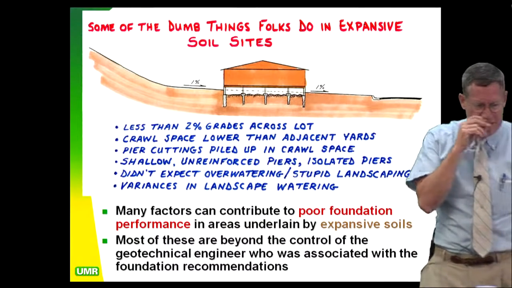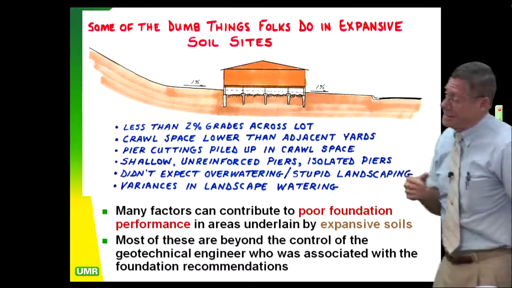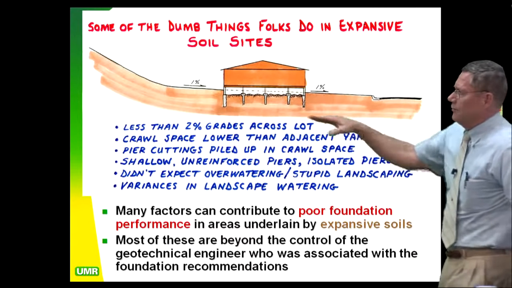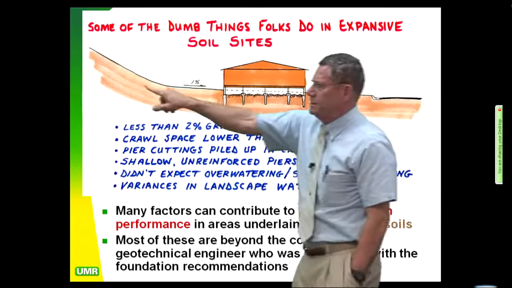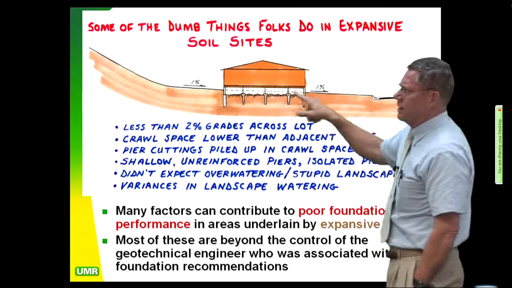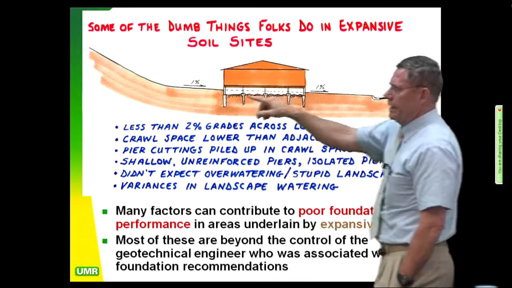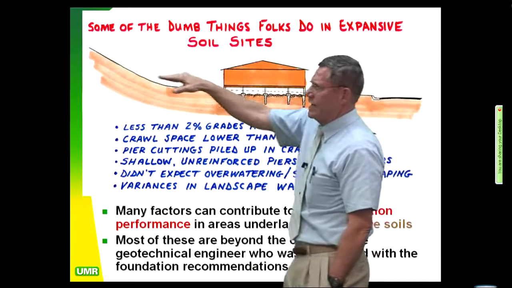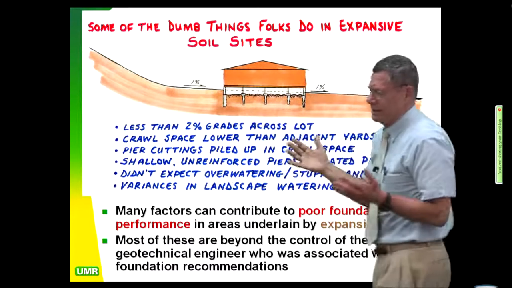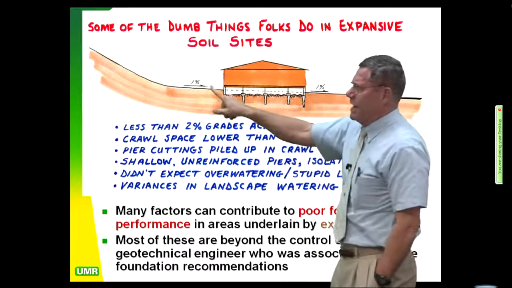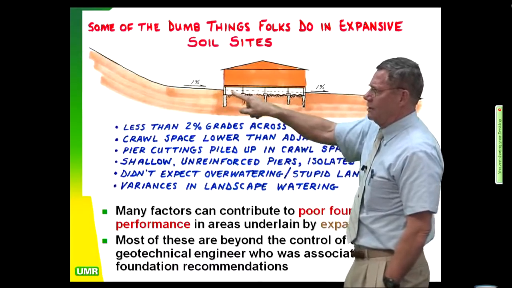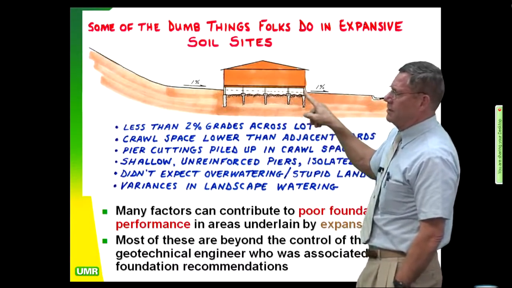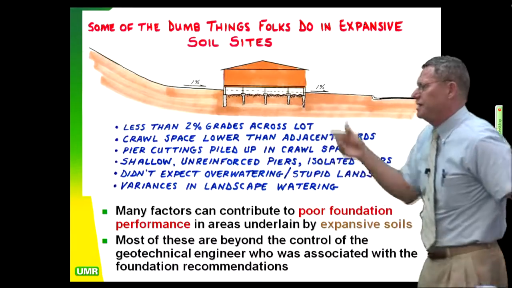So what are some of the dumb things people do in expansive soil sites? They do all kinds of dumb things. First one is they grade it with less than 2% grade across the lot. And then they have a crawl space that's lower than the yard, especially after all the landscaping. They bring in sod and things like that. And now you're going to tend to get water trapped down under the house. And later they'll put in a sump pump.